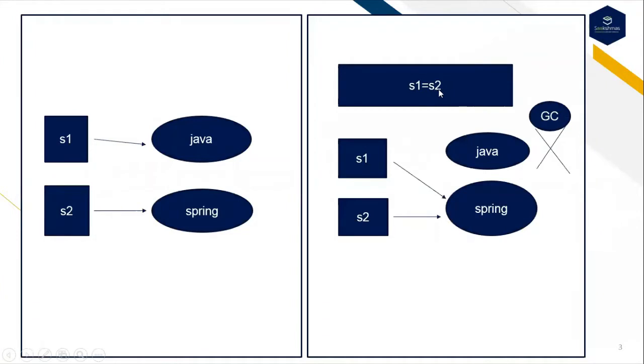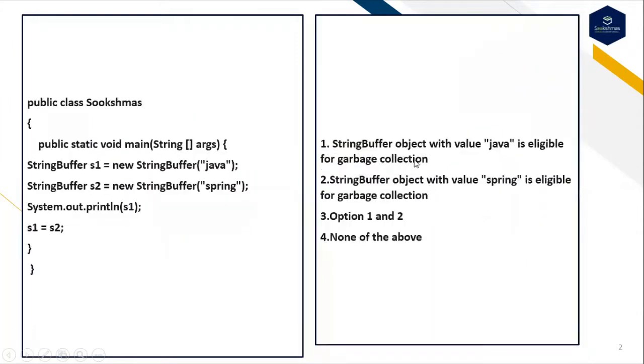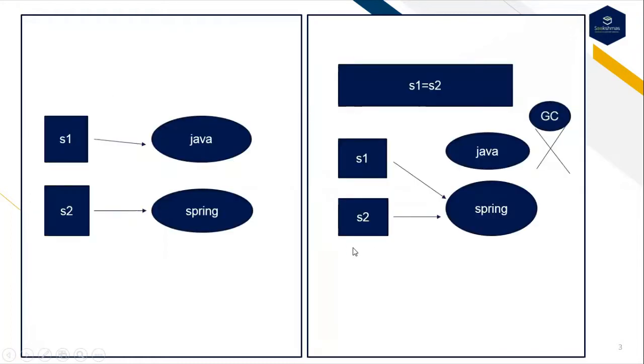S1 is equal to S2, and now S1 starts pointing to the StringBuffer object with the value Spring. And here are some of the options. This question belongs to garbage collection. The StringBuffer object with the value Java is eligible for garbage collection, and the second option, the StringBuffer object with the value Spring, is eligible for garbage collection. The third option is options 1 and 2, and the fourth option is none of the above.